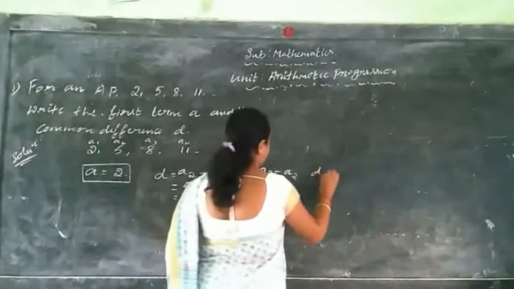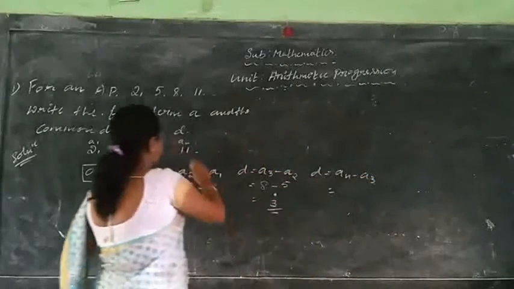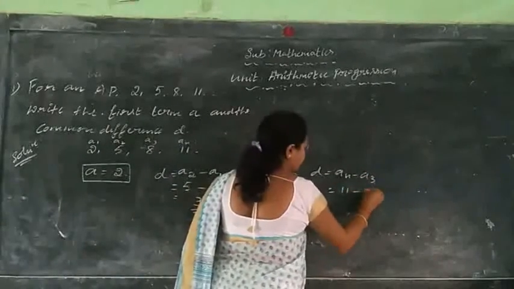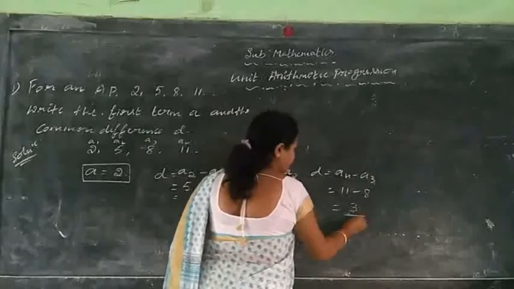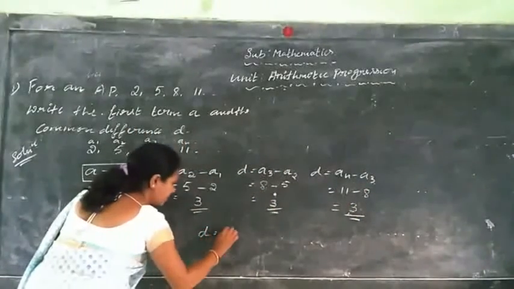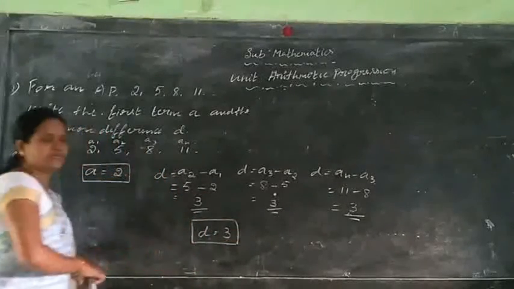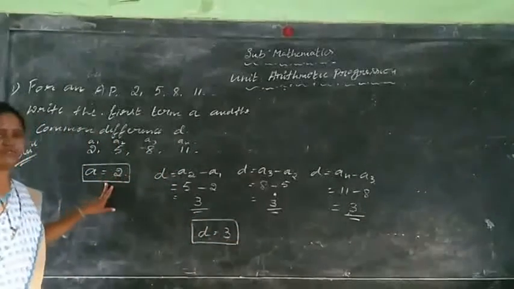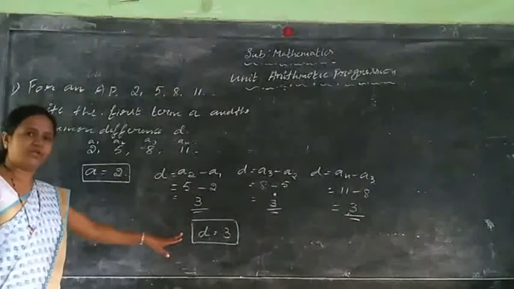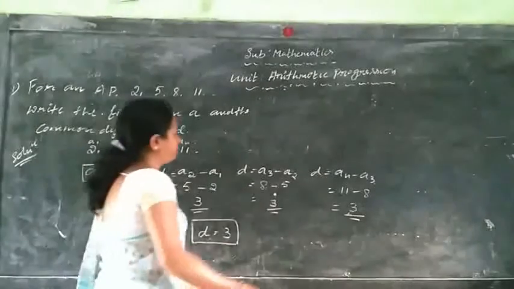So, d is equal to a4 minus a3. Fourth term is, children, 11. Third term is 8. 11 minus 8 is 3. So, the common difference is 3. So, we denote the first term by 2 and we got the common difference as 3. Did you understand? Okay, we will take one more example, children.